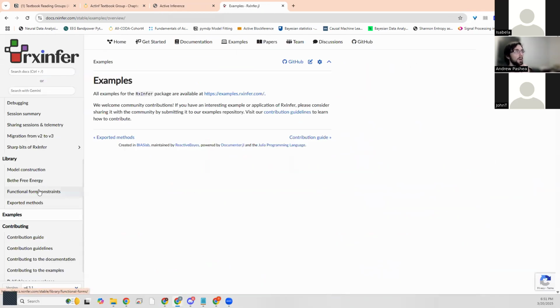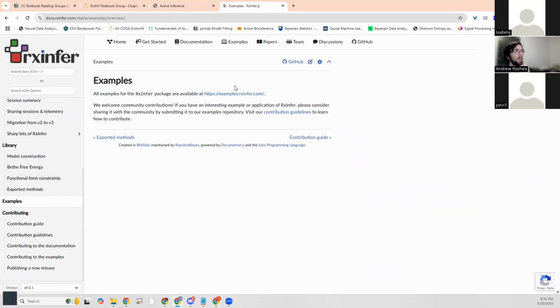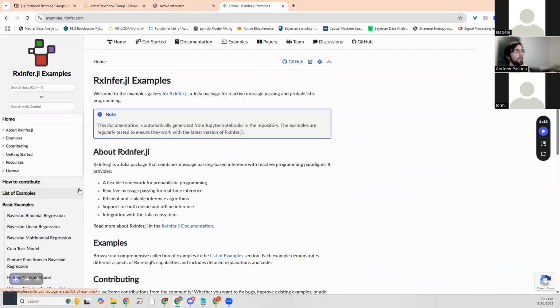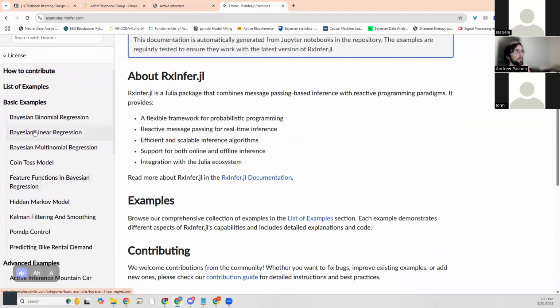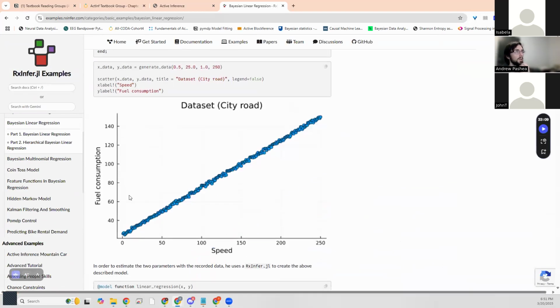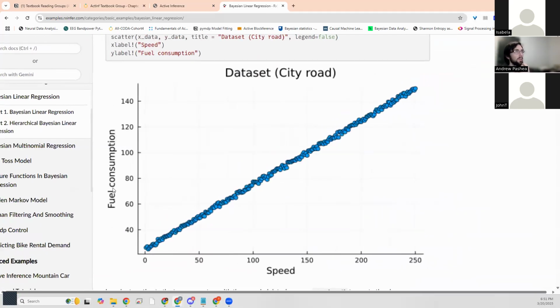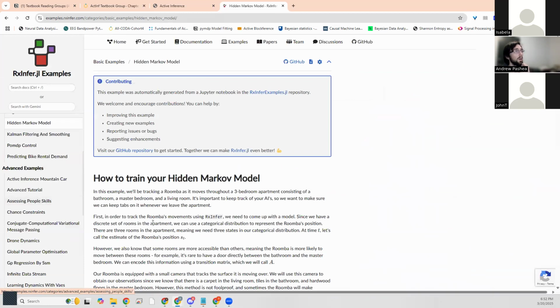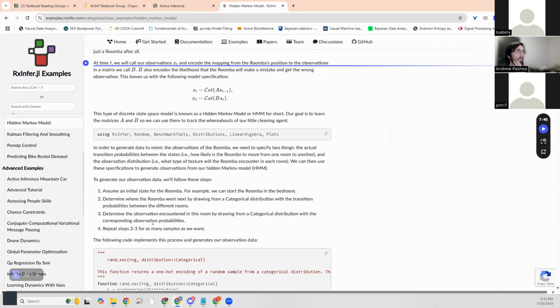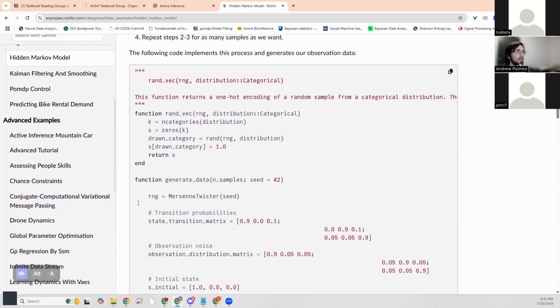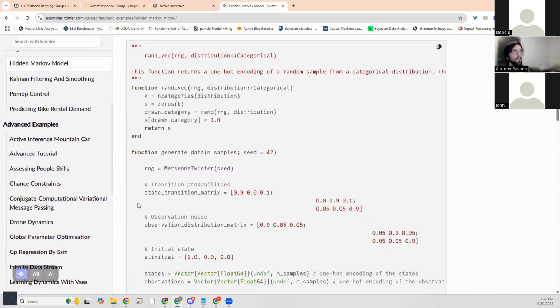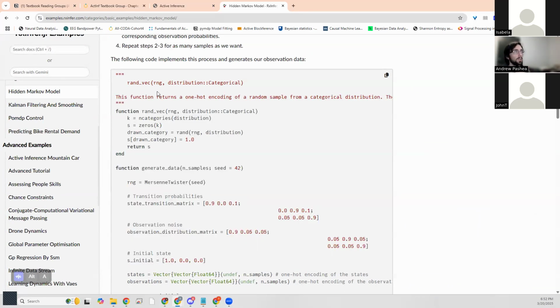So they have an entire set of examples. It looks like they're still doing some modifications to their website, but it's all here. We have basic examples, like Bayesian linear regression, simply looking at the relationship between fuel consumption and speed. The faster you go, the more fuel you burn. And a hidden Markov model. They've been expanding their set of use cases that ActInf could be used for, and now we're looking at a hidden Markov model, as we saw in chapter 7.